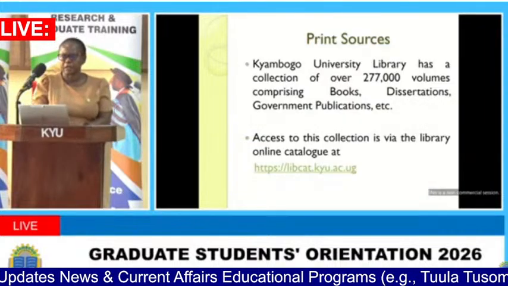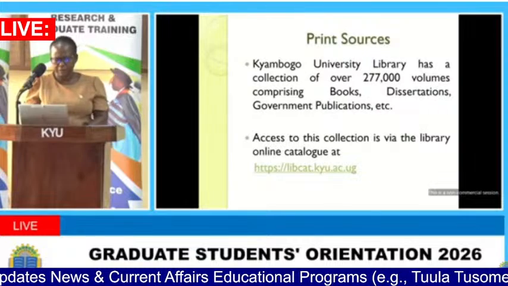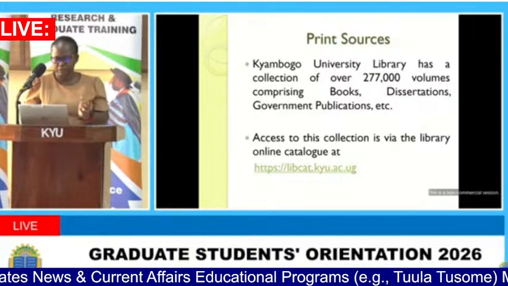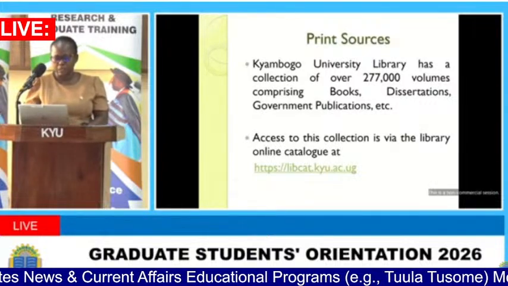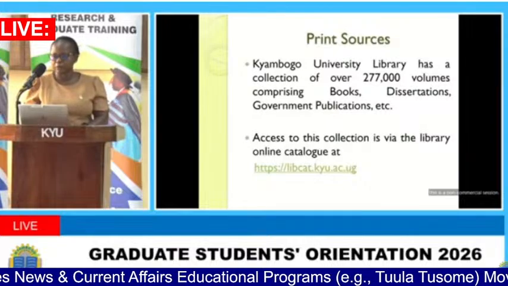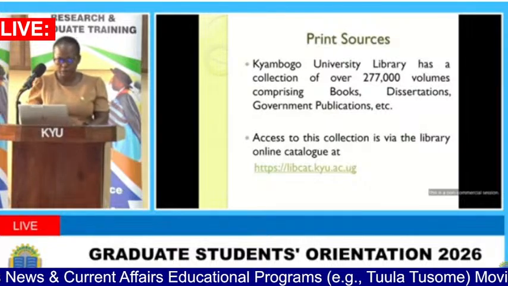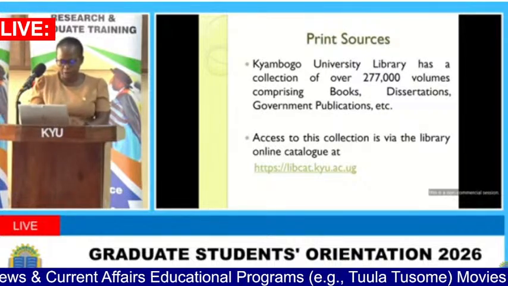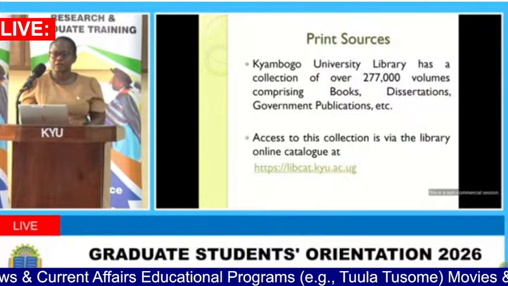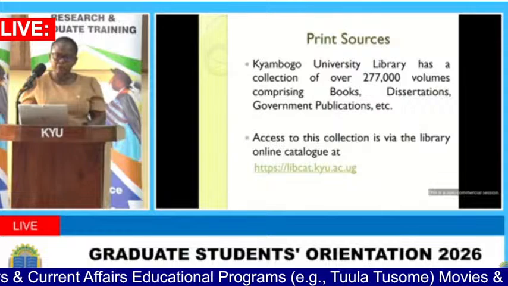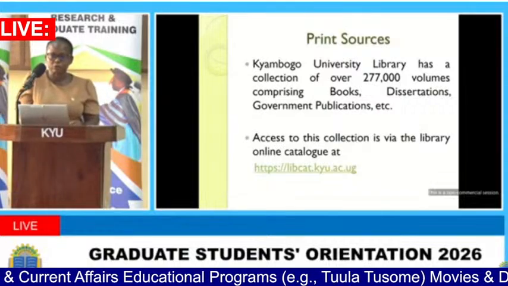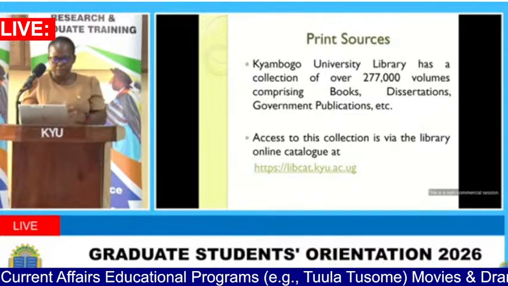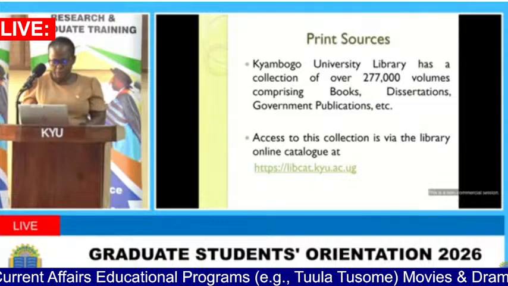Now, talking about the print sources that we have. The library has a collection of over 277,000 volumes, books, dissertations, government publications. And access to this collection is via the library online catalog, at that link that I have shared there, libcat.kyu.ac.ug. And you can access this from wherever you are. You may not have to come to the library. Some of these books are also full text. When we say full text, it's like the full electronic book. All the chapters are available, so you can access them through the library catalog.